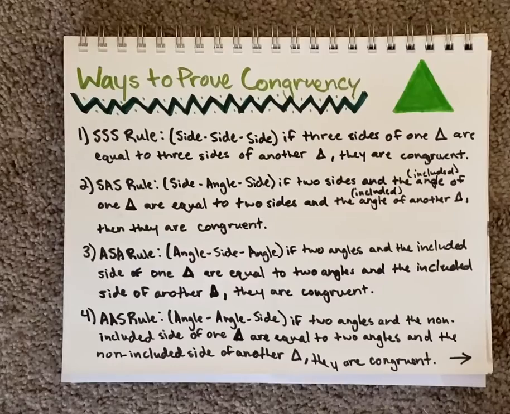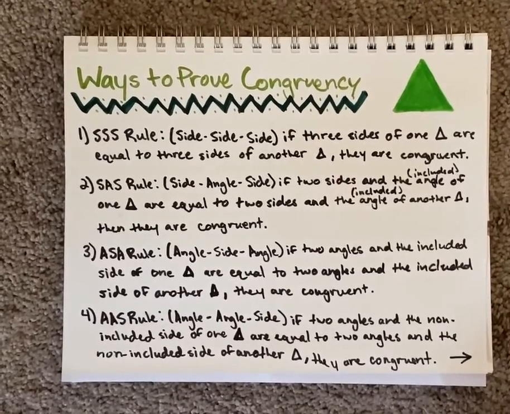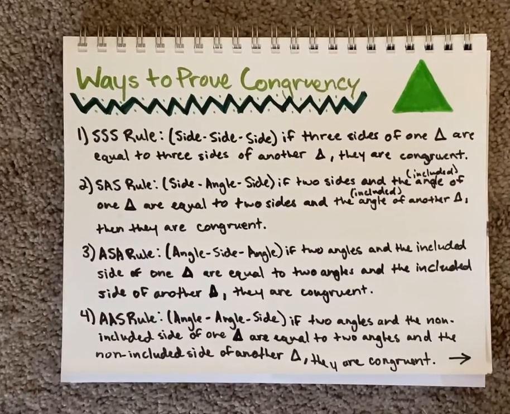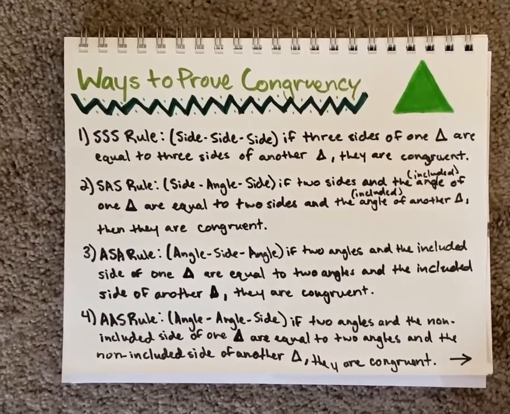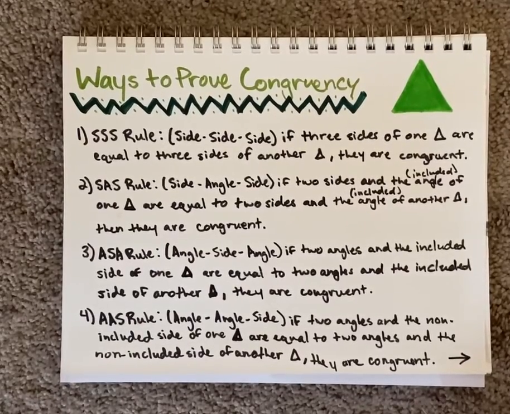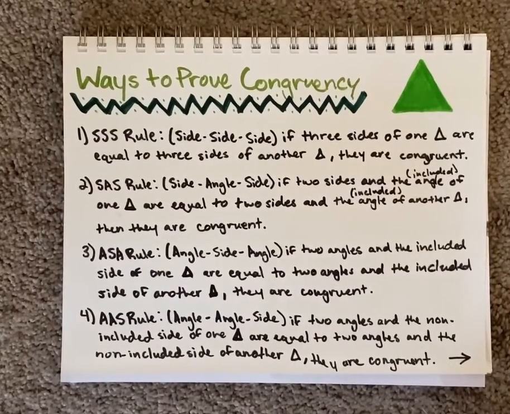Now let's review the AAS rule, otherwise called angle-angle-side. This theorem states if two angles and the non-included side of one triangle are equal to two angles and the non-included side of another triangle, they are congruent. In this case, you have two equal angles and a side that's not in between the two equal angles. Again, you have a side that is equal in the two triangles, but it's not in between the two equal angles of each triangle.